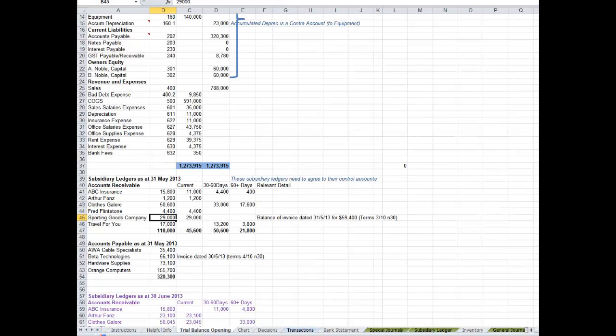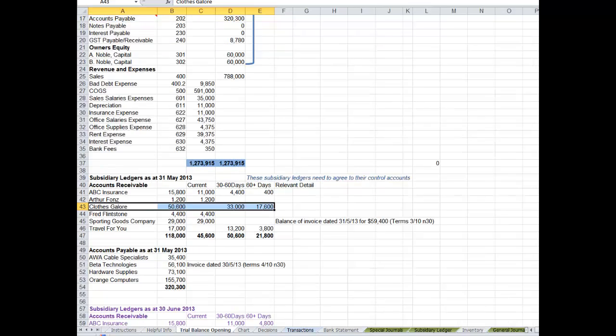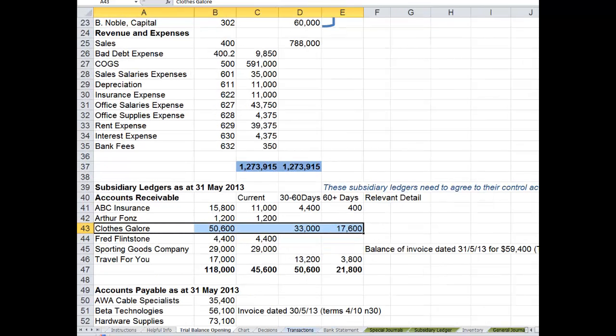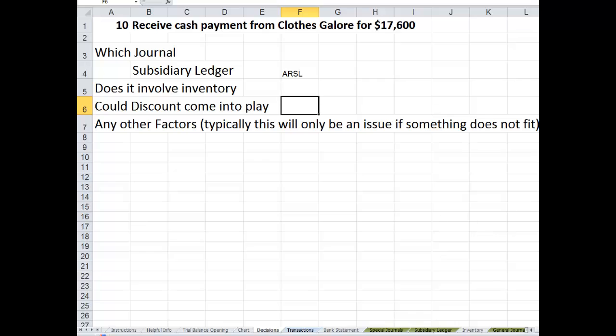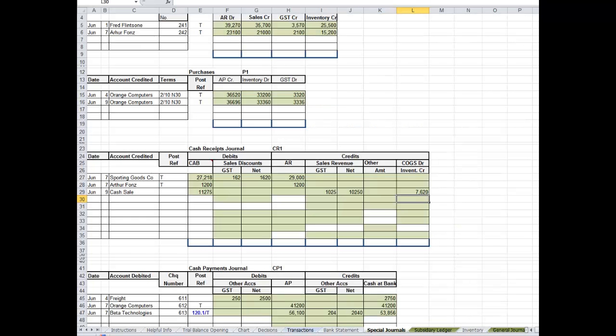So trial balance opening, Clothes Galore, $50,600, and I'll just make that a bit bigger. So we can see the $17,600 they're paying is 60 days plus, so there's going to be no discount on this. So back to our decisions, there'll be no discount. Any other factors? Well, there's not in this case. So we need to go off to the accounts receivable. Well, not before, we need to go to the special journal of cash receipts.